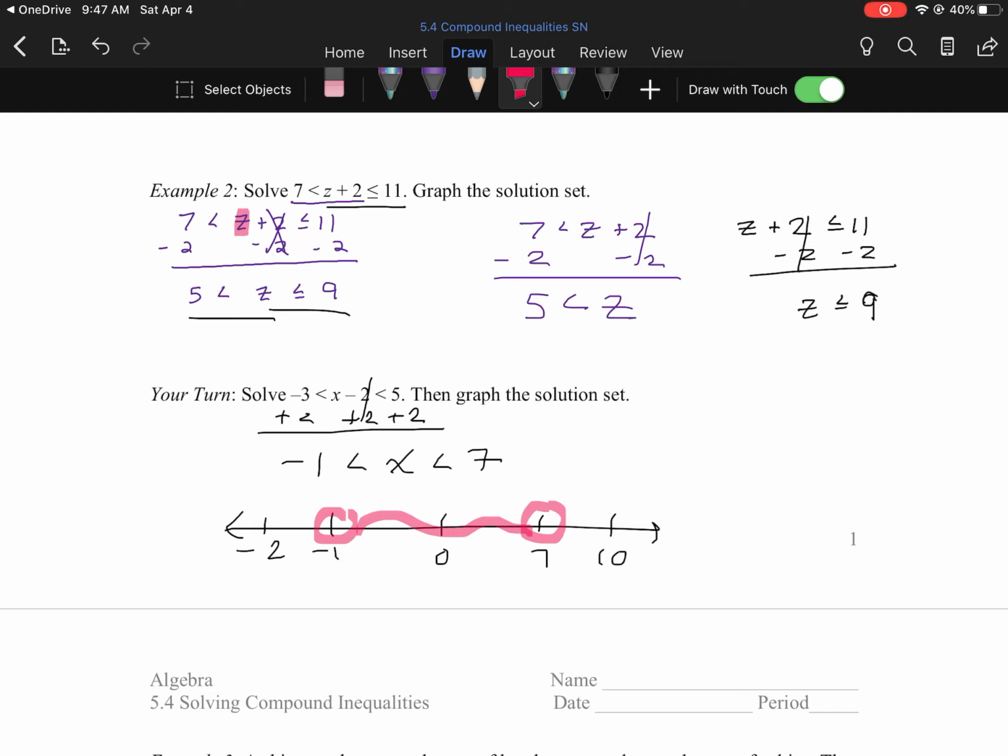All right, so for that your turn, you can see that you should get x is between -1 and 7, not including either endpoint.